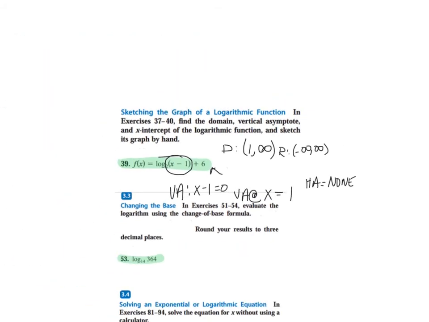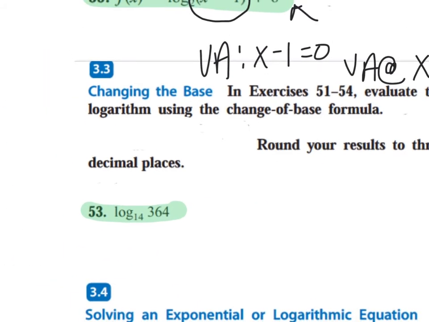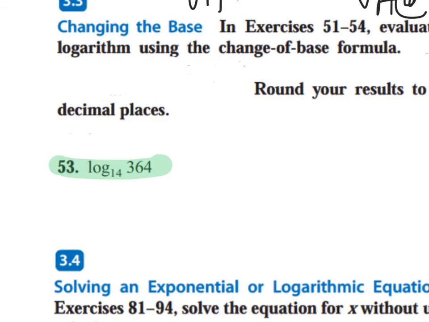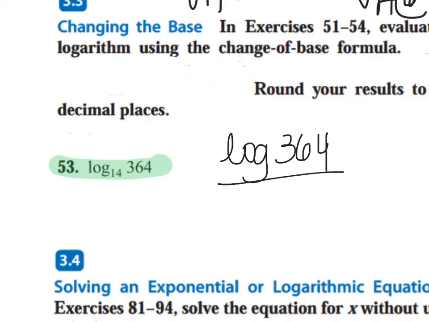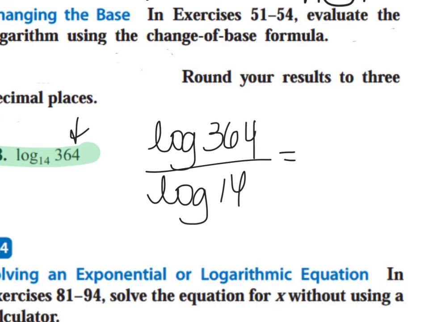Exponential versus logarithmic. If I'm going to do this in my calculator, and I don't have a change of base in my calculator, how would I do this? Log what over log what? Log 364 over what? Log 14. You take the visually bigger number divided by log of the visually smaller number. So when I do log 364 divided by log 14, what do I get?